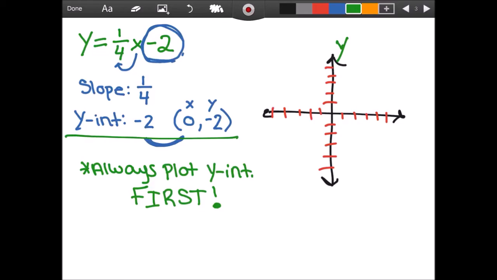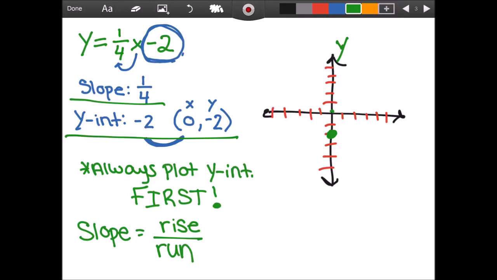Remember, the Y runs up and down. These are positive numbers. This is 0. So we're going to go down to -2 and put a dot. From there, we're going to do the slope. Remember, slope equals rise over run. If we have a whole number, we put it over 1. This time, we have a fraction, 1/4. So from this original dot that we just did our Y-intercept, we are going to rise up 1, and we're going to go to the right, +4.